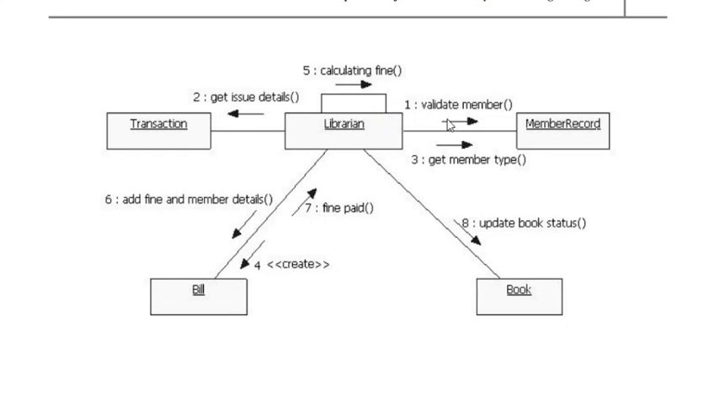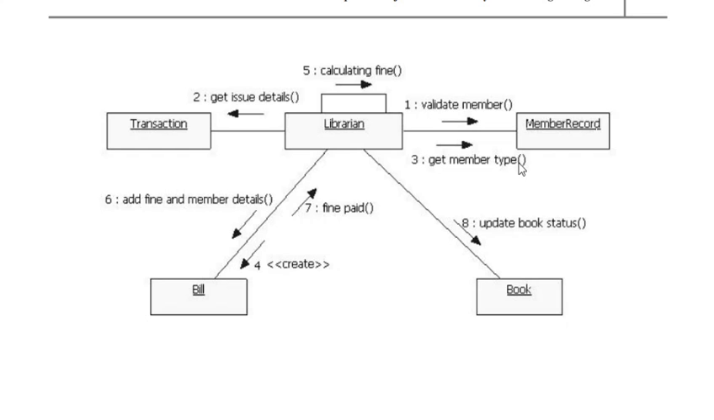So first the librarian will validate the member. From the member record, the member will be validated, and then, once the member is validated, the librarian will issue. So it will get the issue details. It performs a transaction. It will get the issue details. Then once the librarian gets the issue details, the librarian will check for the type of member, whether the member is a teacher or a student.